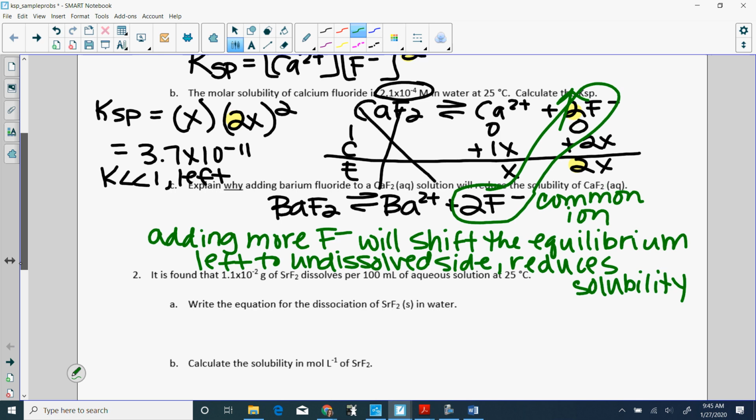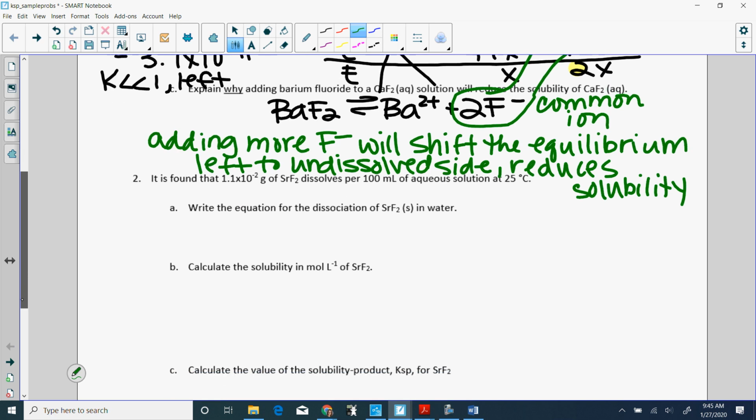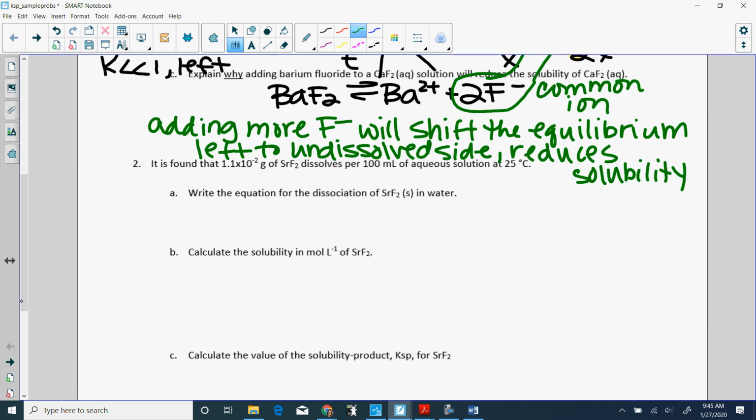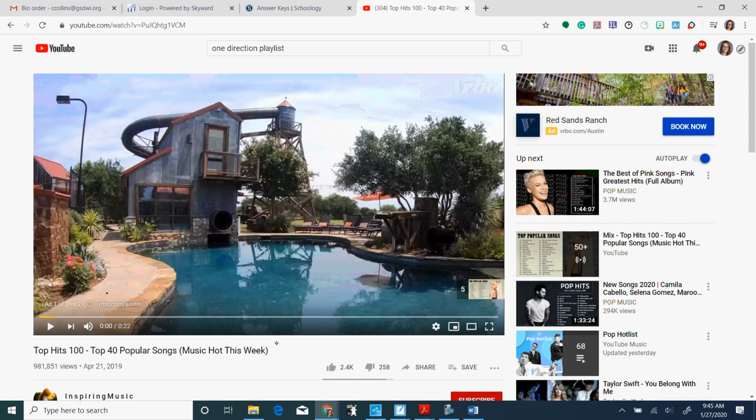Okay, see if you can go ahead and do number 2 with your battle buddy. Maybe scooch a desk so you can talk it out. Ready, go.